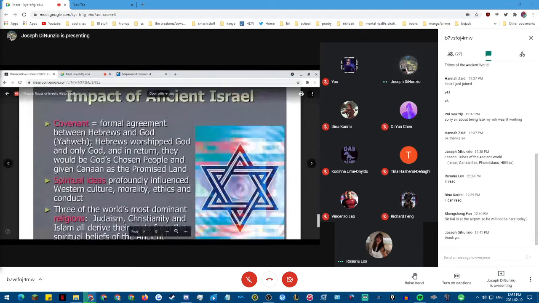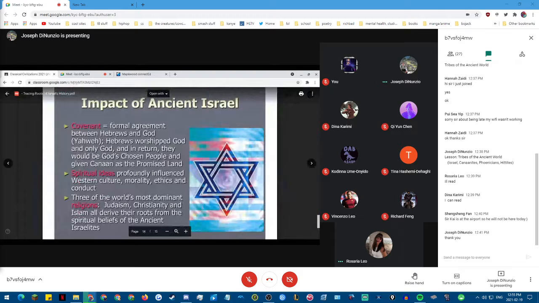And the last slide. Covenant, formal agreement between Hebrews and God, Yahweh. Hebrews worshipped God and only God, and in return, they would be God's chosen people and given Canaan as the promised land. Spiritual ideas profoundly influenced Western culture, morality, ethics, and conduct. Three of the world's most dominant religions, Judaism, Christianity, and Islam, all derive their roots from the spiritual beliefs of the ancient Israelites.